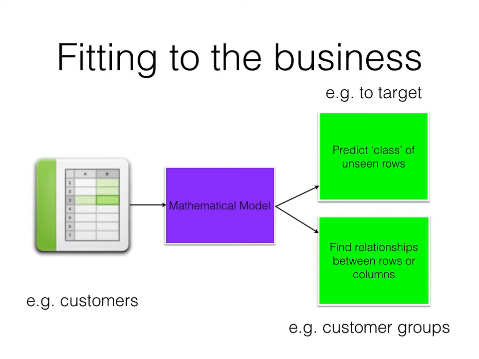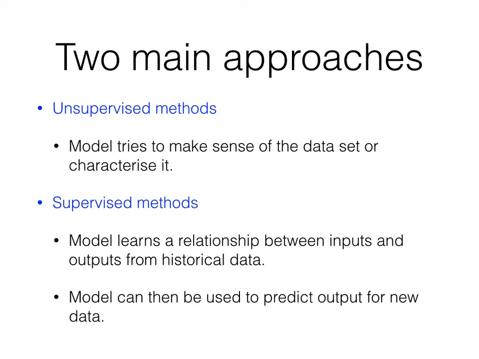The other example, the one on the top, we might be trying to predict the class of unseen rows. What I mean here is that we may have some customers, and the problem might be, can we predict which of those customers will respond positively to an advertising offer or not? There we have some data and we're trying to make a prediction for the future, and that's an example of supervised methods. So remember, with unsupervised methods, we're just trying to make sense of the data, and with supervised methods, we learn a relationship between the inputs and the thing we're trying to predict, the output, and then for new data we can predict the output.